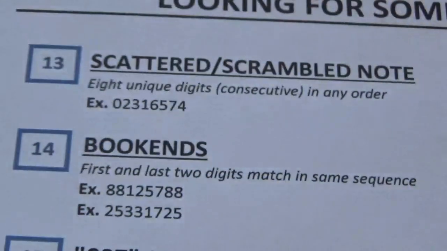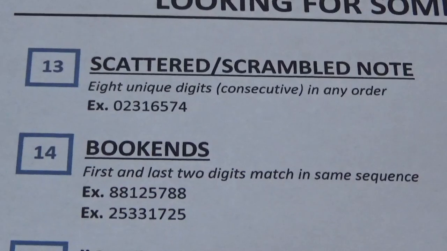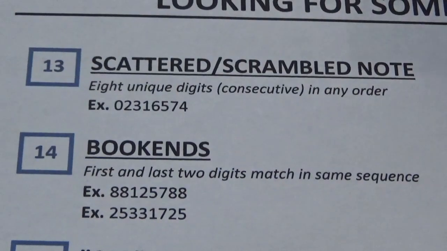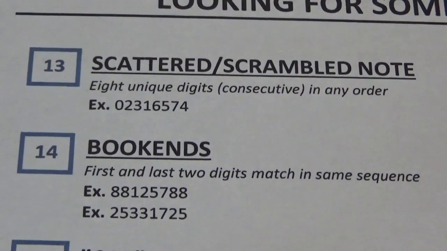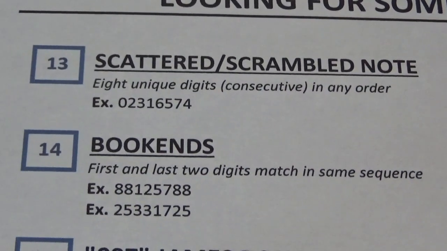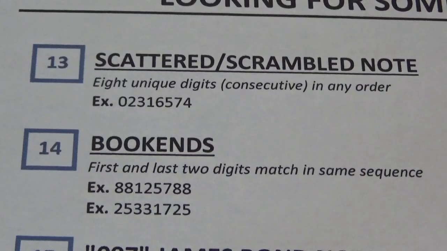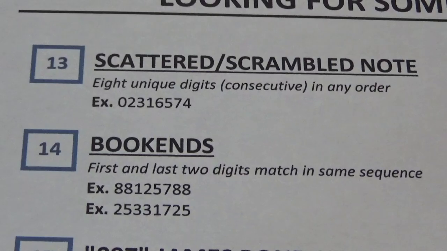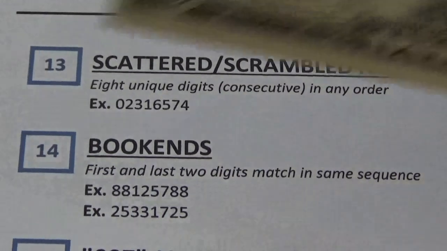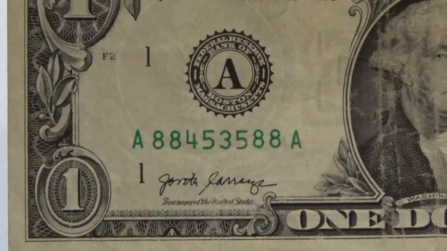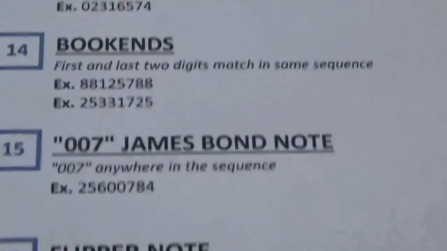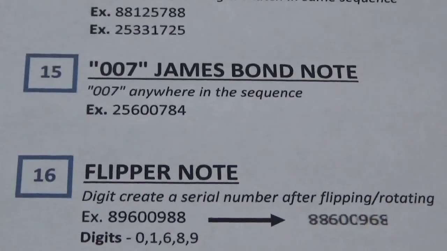All right, the next one here is bookends. The first and last two digits match in the same sequence. As you can see, the first two digits and last two digits in the first example are 8888. In the second example, the first two digits and last two digits are 2525. Here's an example that I have. Very easy, simple: 88 and 88 on those ends. So those are bookends.